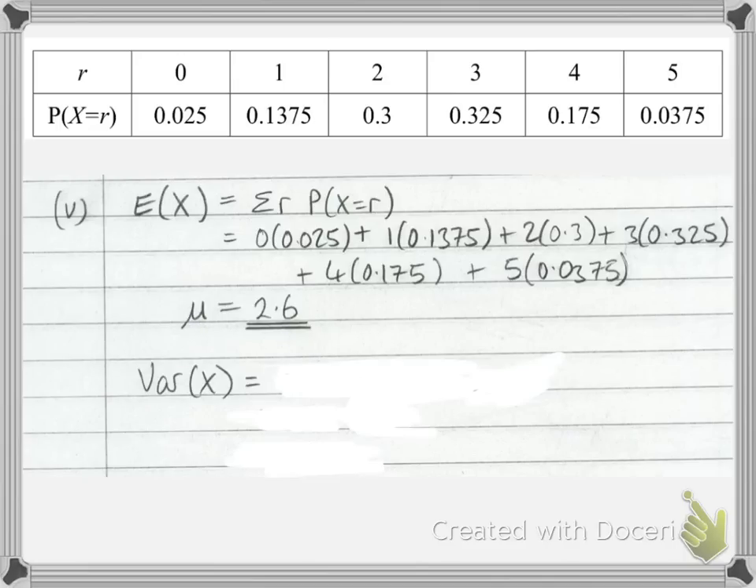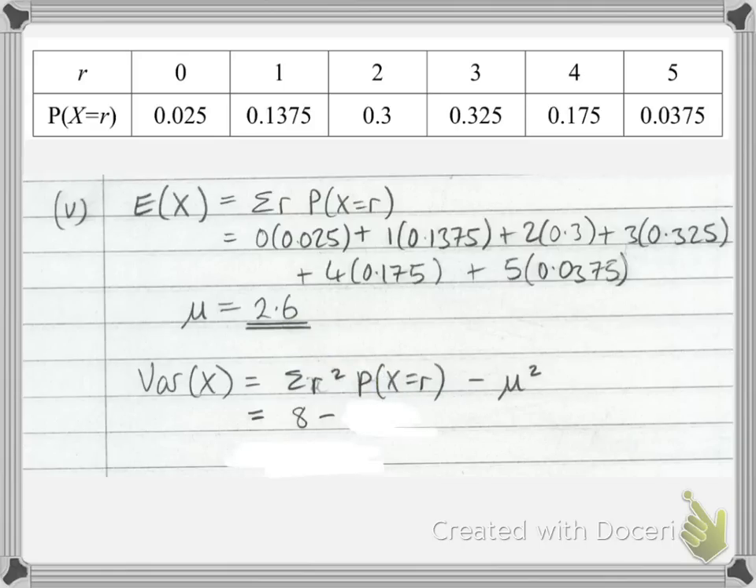Moving on to the variance, the formula for the variance is very similar, but instead of just doing r multiplied by the probabilities, we use r squared. So it would be 0 squared times the probability of getting 0, 1 squared times this probability, 2 squared times this probability, and so on until we get 25 times the last probability. And that's not the whole formula though. We have to remember to subtract mu squared. So we're going to subtract 2.6 squared from this value.